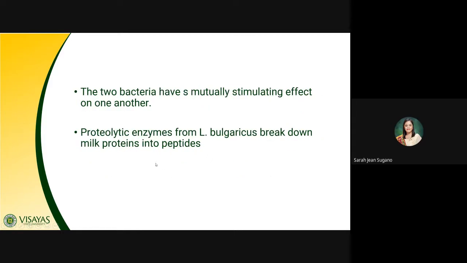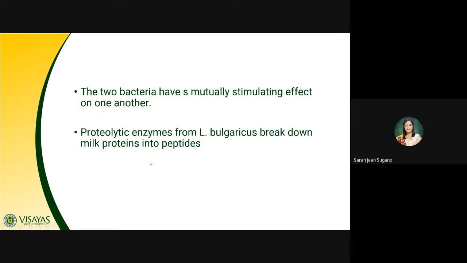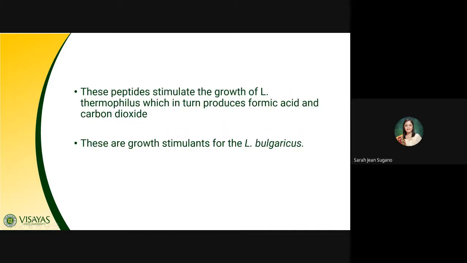Okay, so these two bacteria are interplaying, or they have stimulating effects on one another. The proteolytic enzymes from Lactobacillus bulgaricus break down milk proteins into peptides, right? A peptide is a chain of 8 to 10 amino acids, while a protein is 40 to 50 chains of amino acids. So it will break down the milk proteins into peptides. These peptides stimulate the growth of Lactococcus thermophilus. So with the Lactobacillus bulgaricus breaking down the milk proteins, the peptides will be the prebiotic.